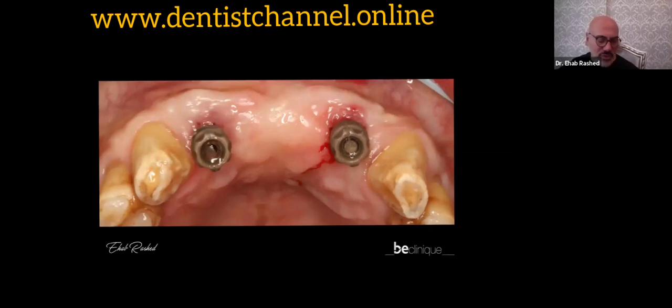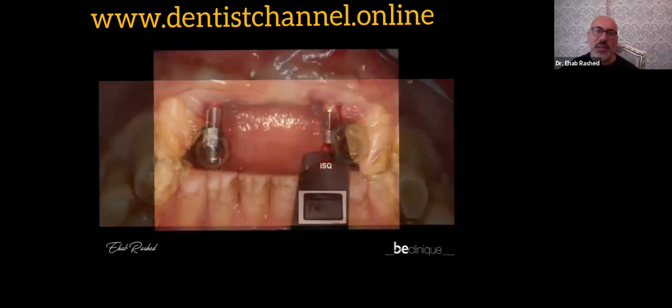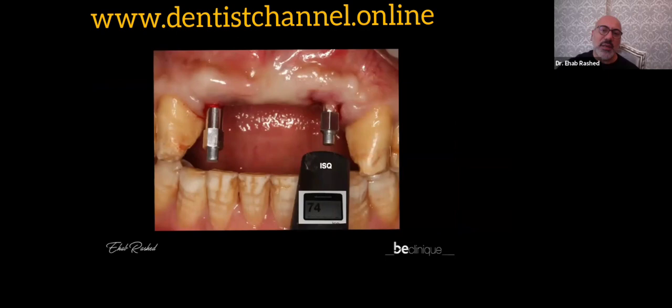You see, in this technique I used a closed tray impression, because I know my 2 implants are parallel to each other. So the impression caps can come out easily. There is no angle at the site that would detach these impression caps. And then when the impression is taken, I also check the stability of our implant. Look at the ISQ, which is the stability. It's 47 ISQ, which is very high. And I know that this implant is ready for loading.